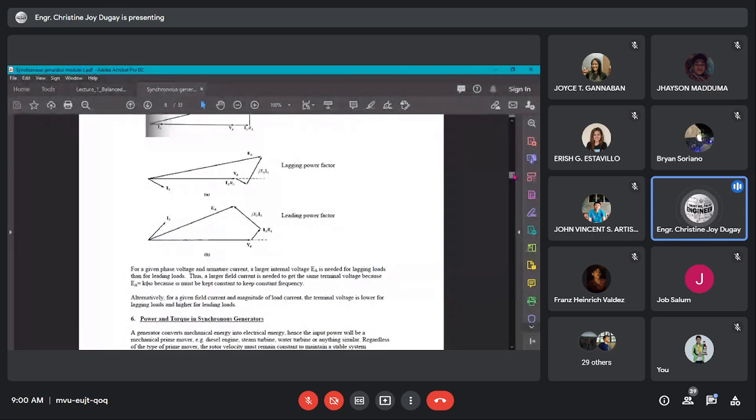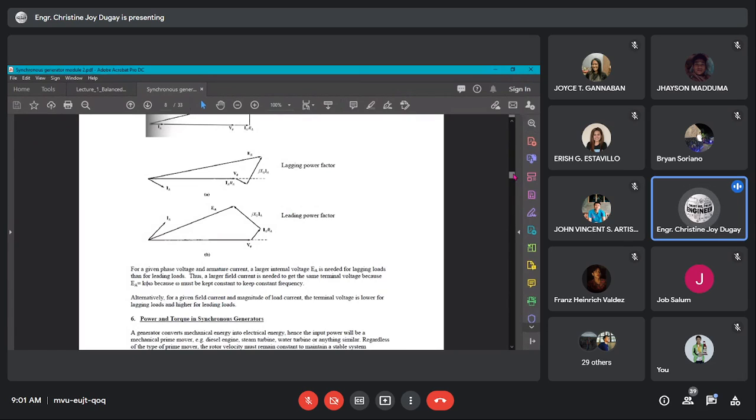So for a given phase voltage and armature current, a larger internal voltage EA is needed for lagging loads than for leading loads. Thus, a larger field current is needed to get the same terminal voltage, because our EA equals K flux omega, wherein omega should be kept constant at a constant frequency.